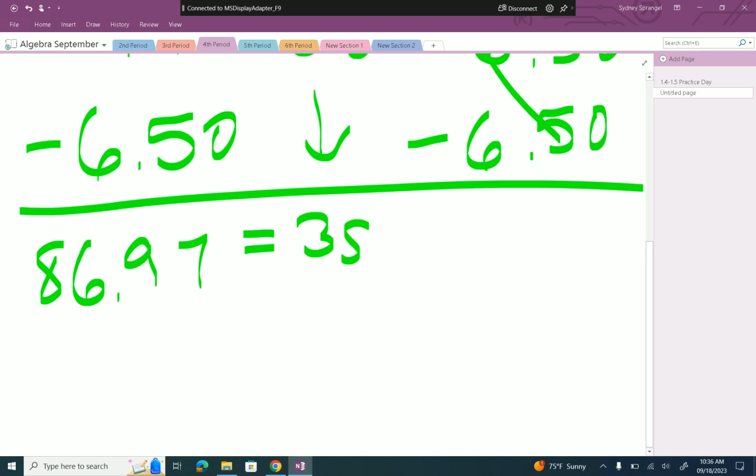Can somebody tell me what this means in context? Because the s is my shirts. So if 3 times shirts is 86.97, what's that 86.97 worth? Yeah, I think we're good. So what's that 86.97 worth if it's being multiplied, or if it's equal to 3 times s?